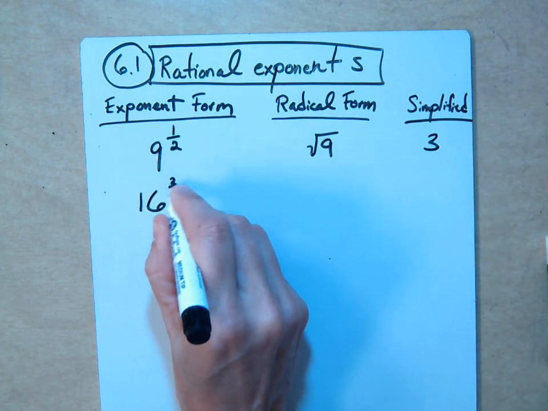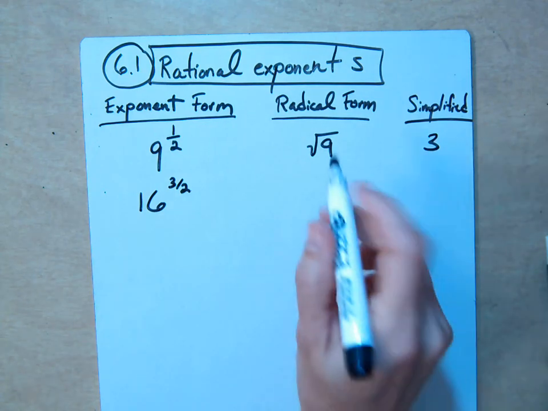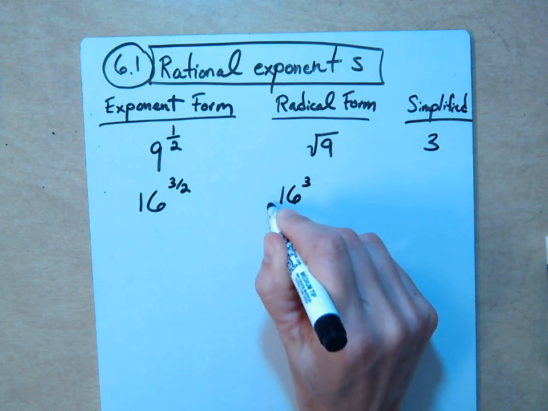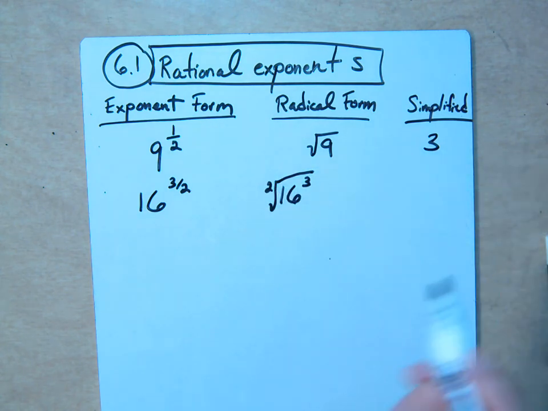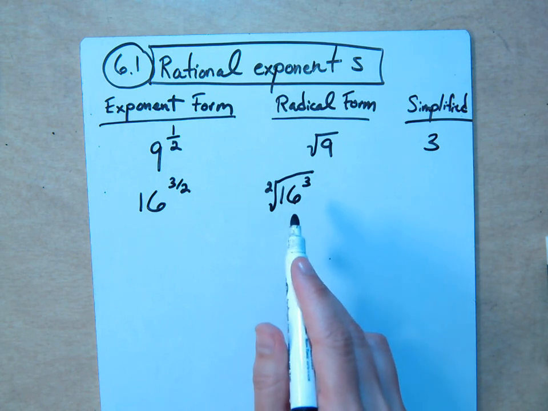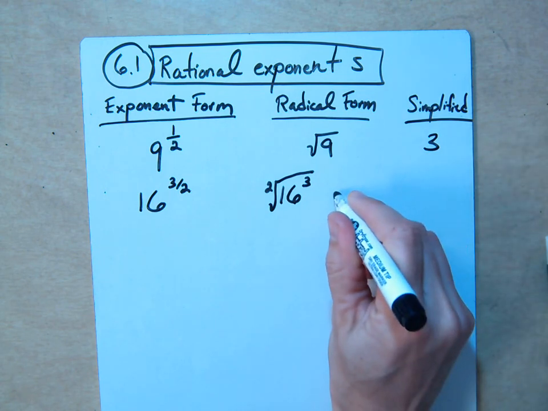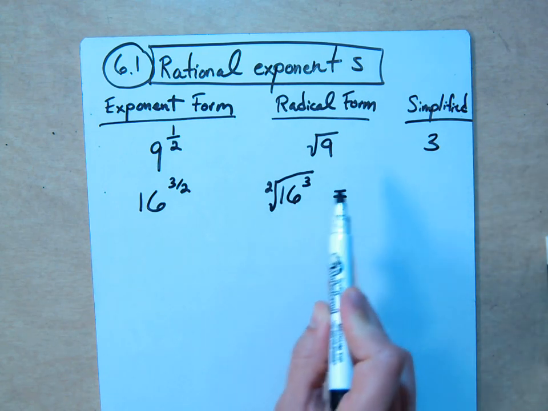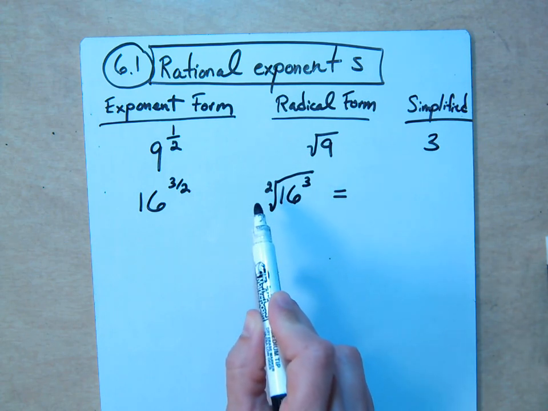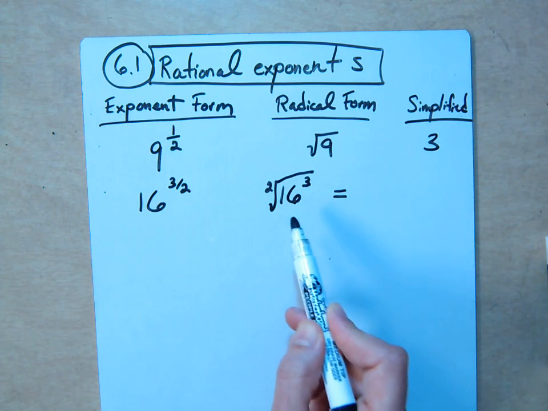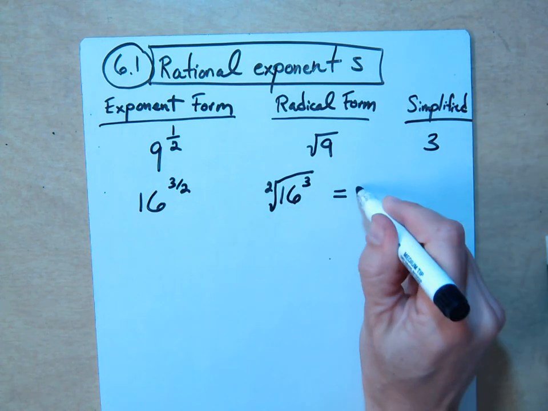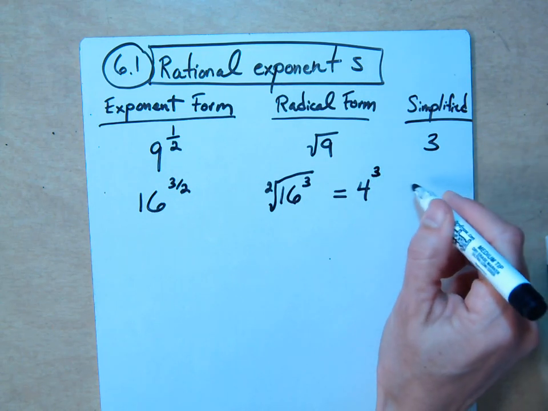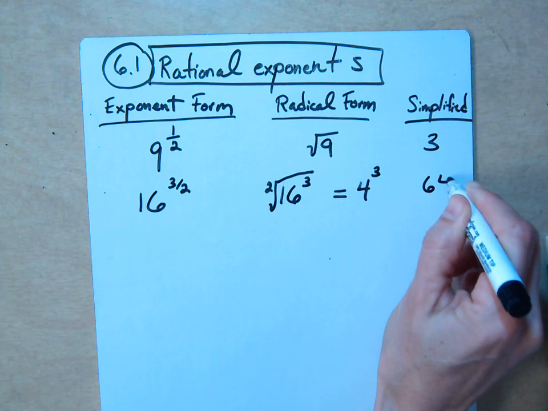16 raised to the 3/2 power is the same as 16 cubed, square root. You can do this in either order when you evaluate it. You can take the square root of 16 first and then cube it, or you can cube it and take the square root. There's one way that's easier. You want to get the number smaller, so the square root of 16 is 4, and then cube it. That will definitely make your life easier, and 4 cubed is 64. So simplified, it's 64.